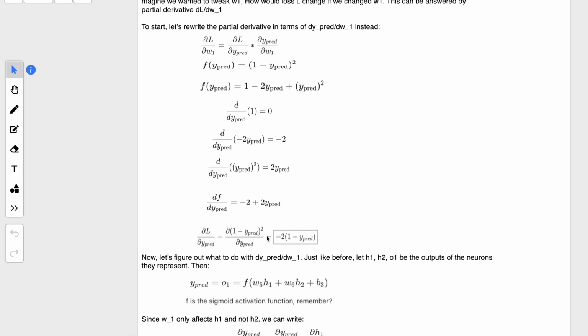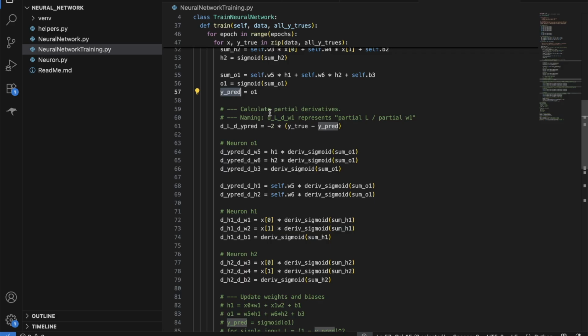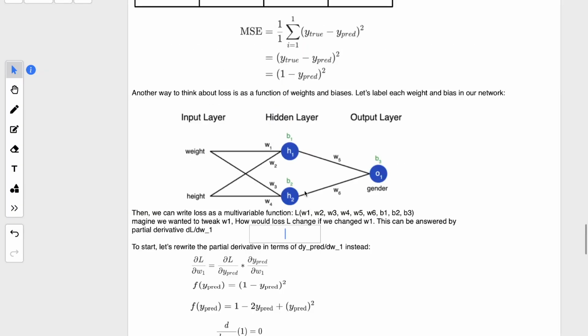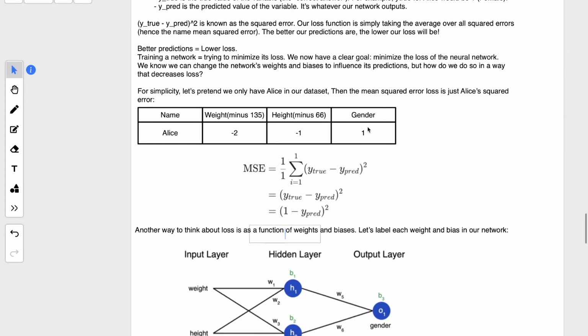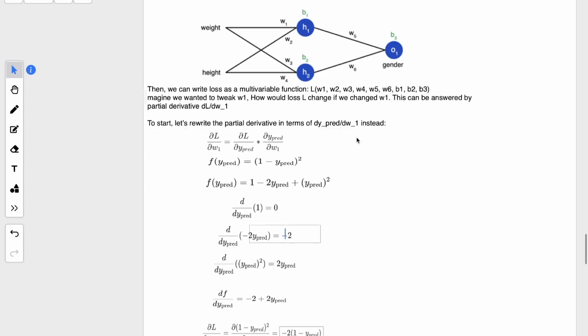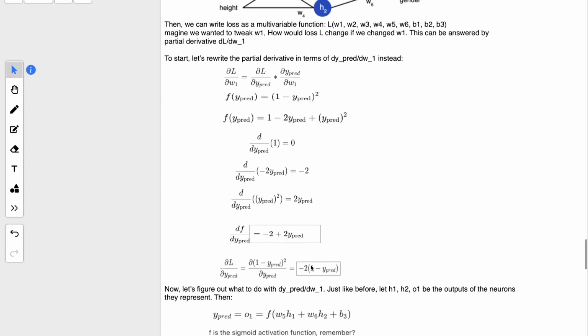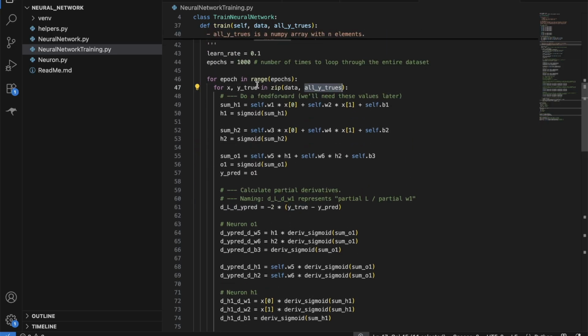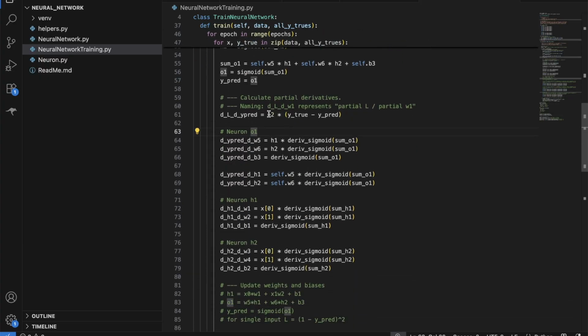We have already calculated these values, right? So our dL by dy pred is minus 2 into 1 minus y pred. We have our y pred, so we can easily calculate it. Let's understand this. This 1 is actually the y true, the true value for our data, which is 1. As our data set was 1, we just put 1 here, but it is actually y true, coming from this input. So the formula has changed to minus 2 into y true minus y pred.